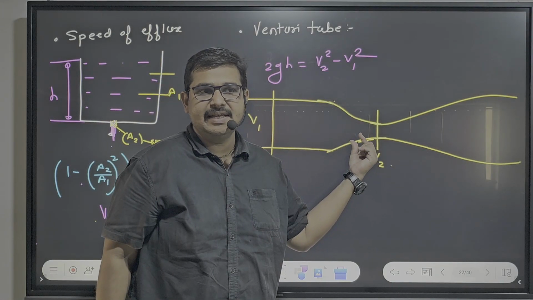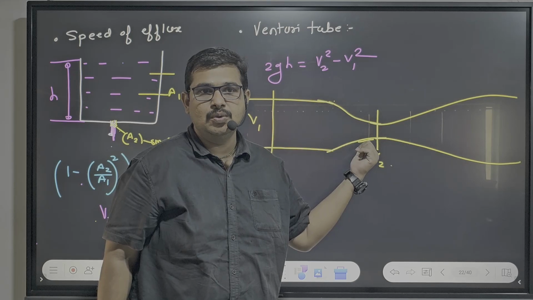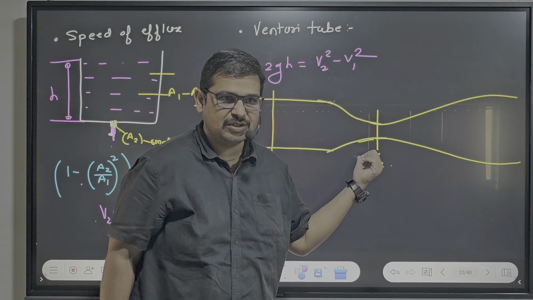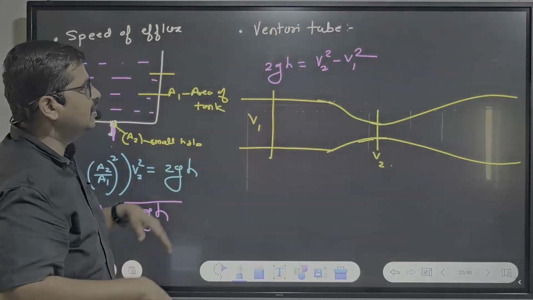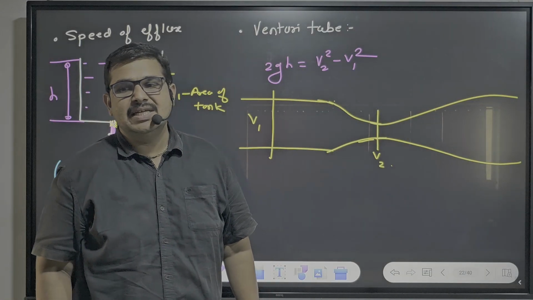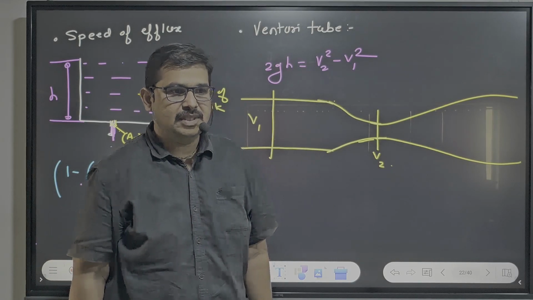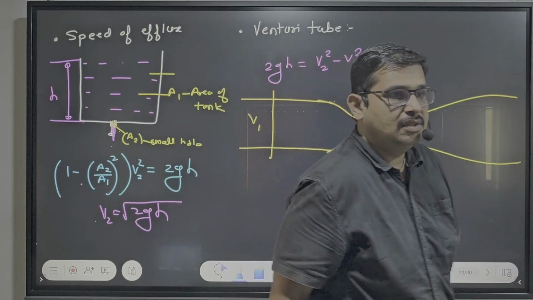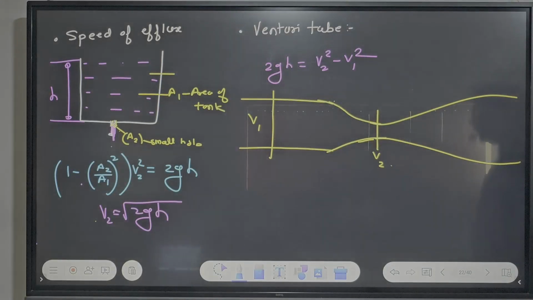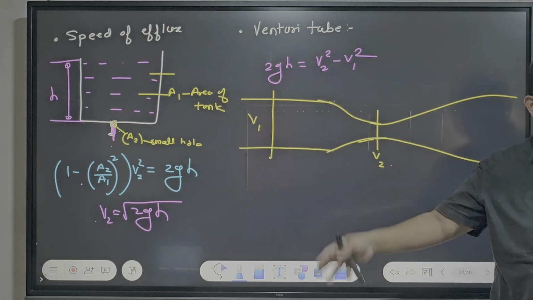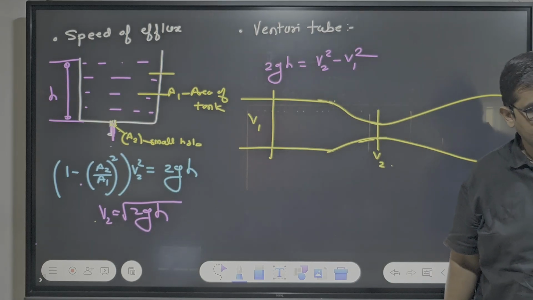Basically, what does Bernoulli say? Pressure is inversely proportional to velocity. All these, speed of efflux and venturimeter, are applications of Bernoulli's theorem. Clear? Any doubt? Okay, so this is all about the formulas of mechanical properties of fluids.